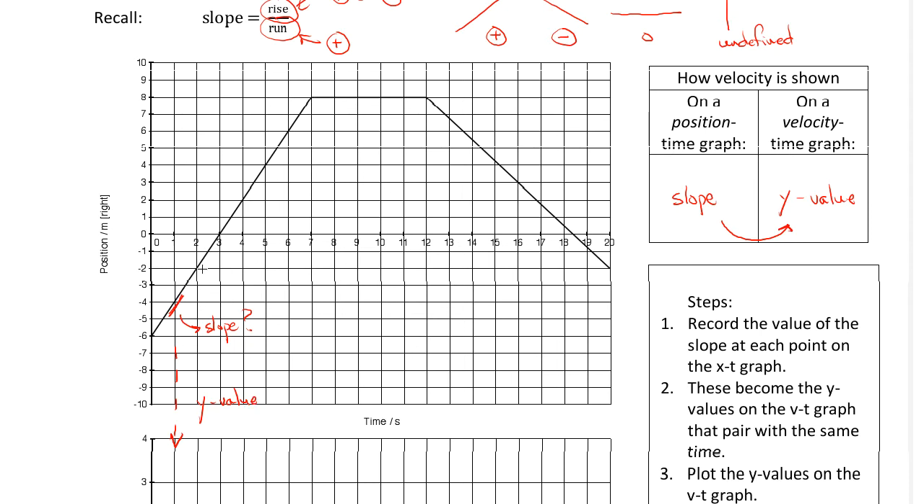And then to get the next y value, let's say I wanted to do at 2 seconds, I would repeat the process at every time. And I'm just choosing seconds, but I could be going in between them as well. And then I'd do the same everywhere else.